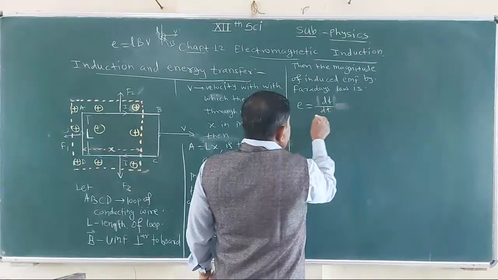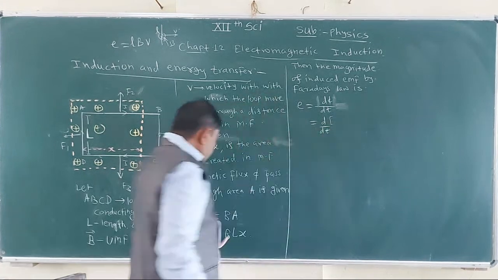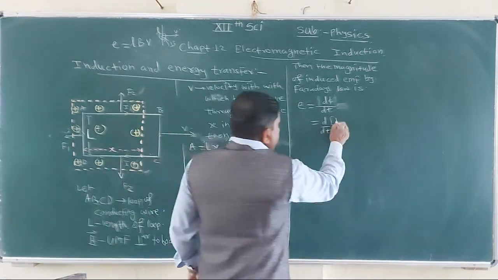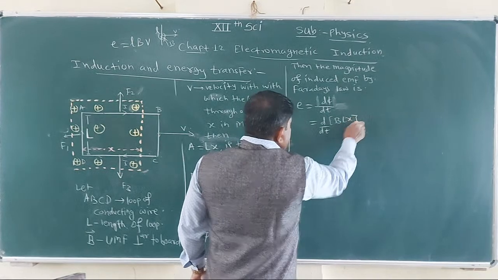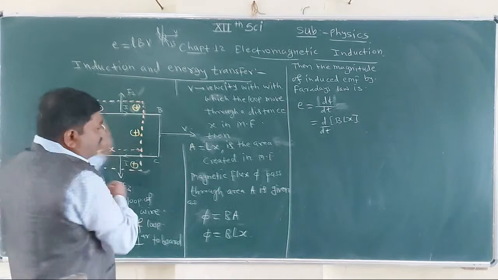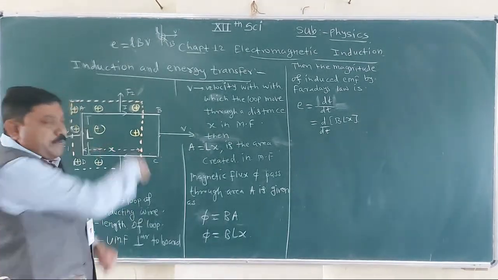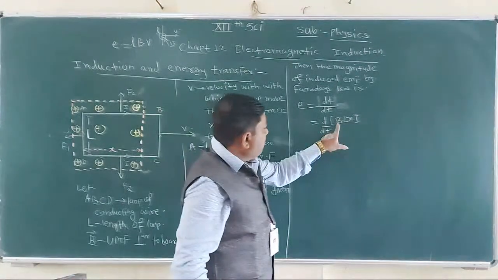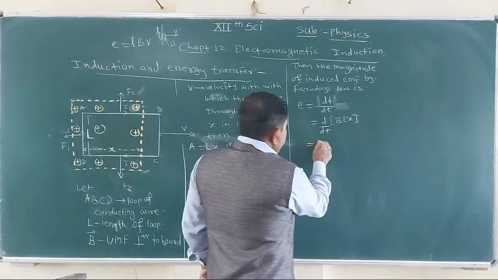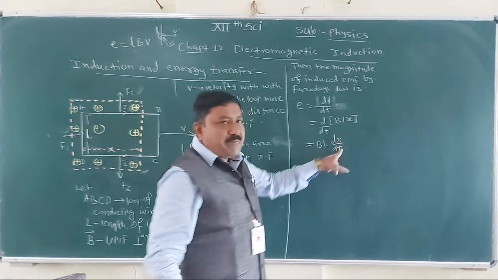Phi you can write as d by dt of, what is phi? Phi is BLx, that is B into L into x. B and L are constant because this length remains constant, even though this frame is moved here, the length remains constant, and B is uniform, so both are constant, B and L. So you can take them out of the derivative, so BL into dx by dt.